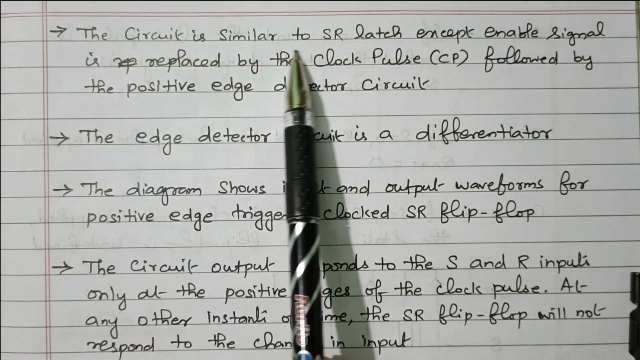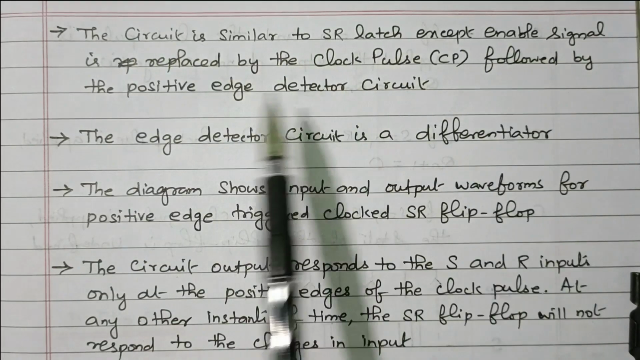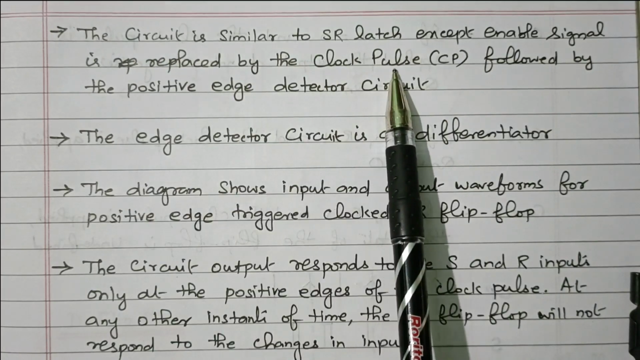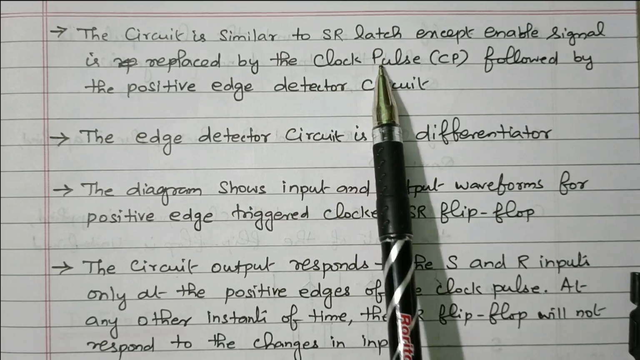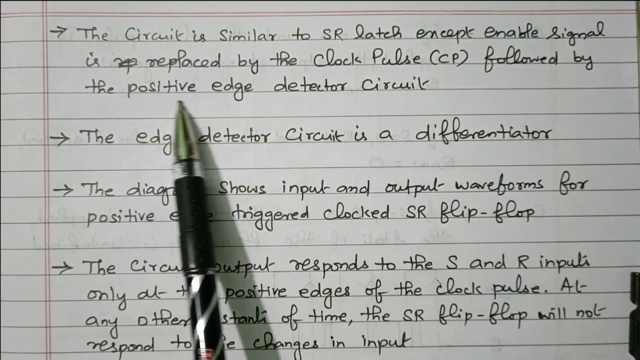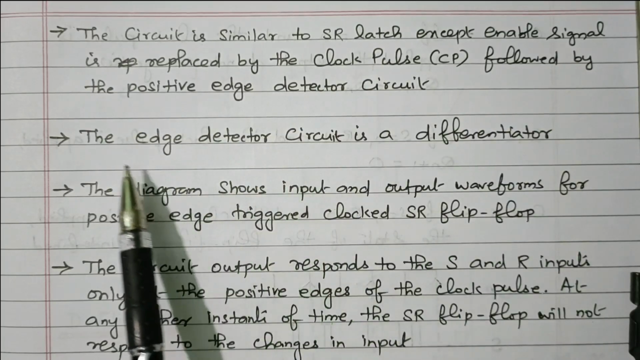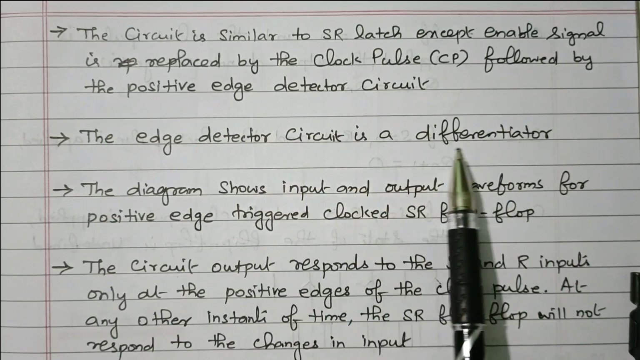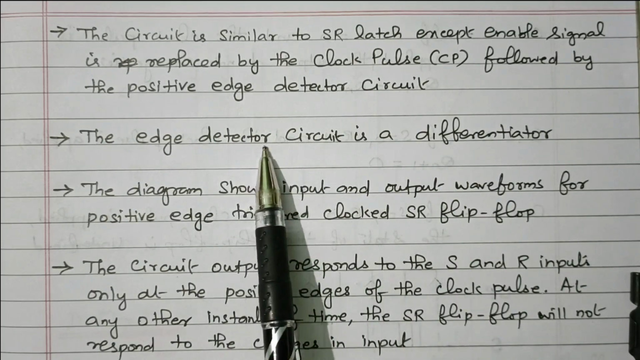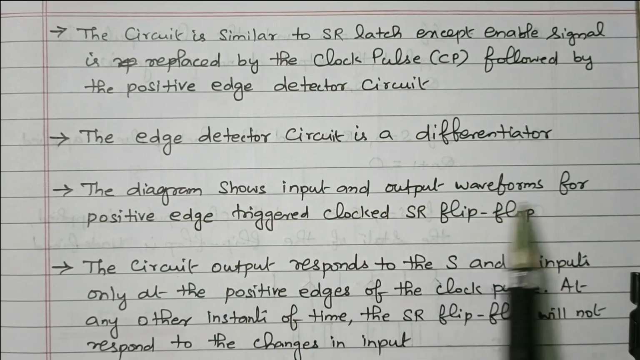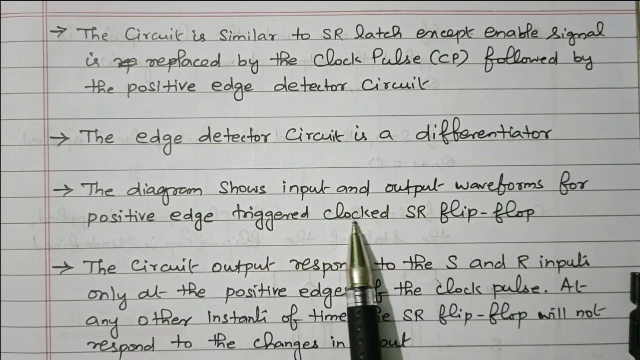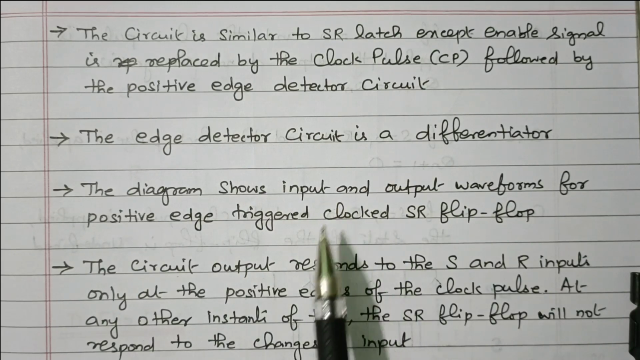The circuit is similar to the SR latch except the enable signal is replaced by the clock pulse. Latch means we have an enable signal, but here it is replaced by the clock pulse, followed by the positive edge detector circuit. The edge detector circuit is a differentiator, so it is used for the clock pulse. The diagram shows input and output waveforms for the positive edge triggered clock pulse. We will see that waveform later.